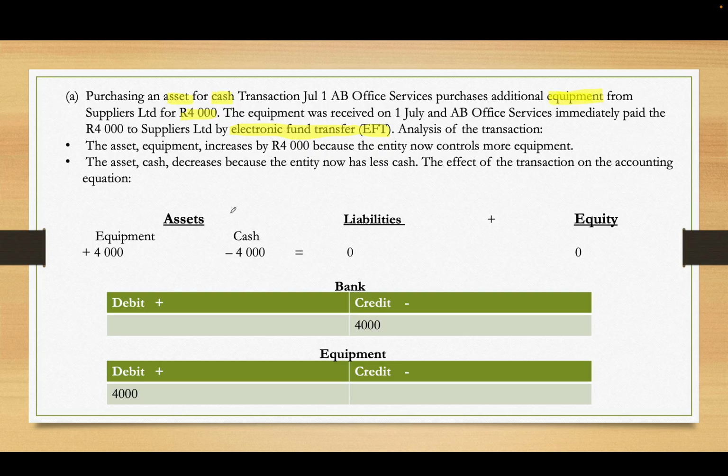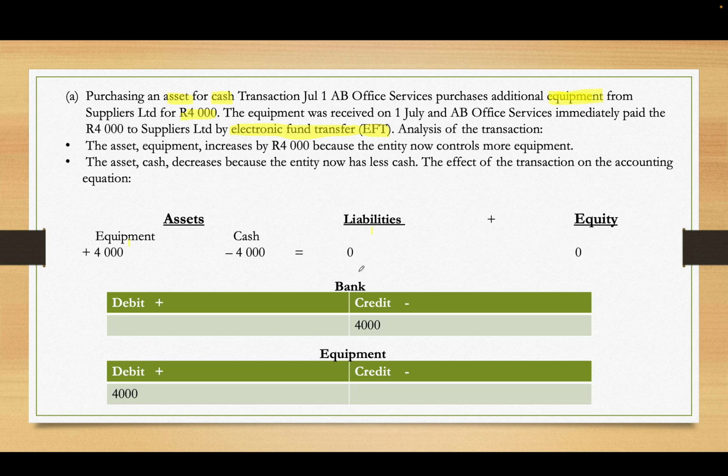So now the accounting equation goes like this: assets equals liabilities plus equity. So now in this case, we bought equipment, it pluses equipment by 4,000, and then we bought it for cash, so it decreases our cash. Remember, these are the two assets, so you put it under the asset column. Equipment asset plus 4,000, bank slash cash decreases by 4,000, which will give you 0.